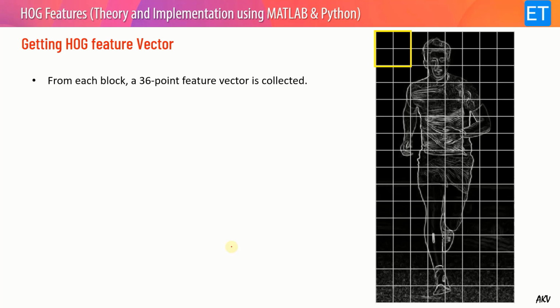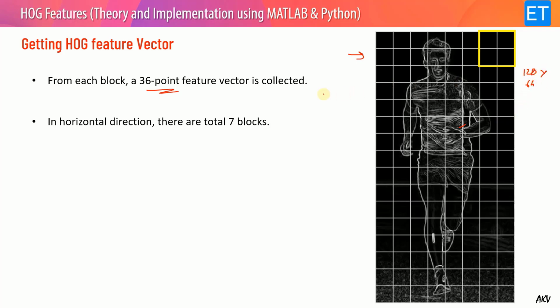From each block, as we have seen, a total 36 point feature vector is collected and normalized. In horizontal directions, there are total 7 block combinations, you can see. In this image segment of 128 by 64 pixels, there will be 7 possible blocks horizontally, and in vertical directions there will be total 15 such blocks. So 7 horizontally and 15 vertically, and from each block I get a 36 point feature vector.